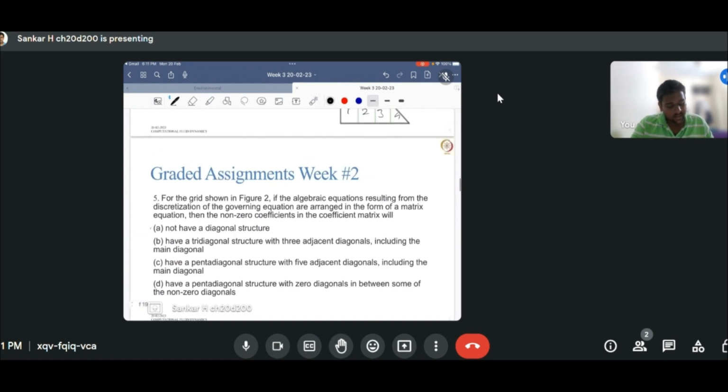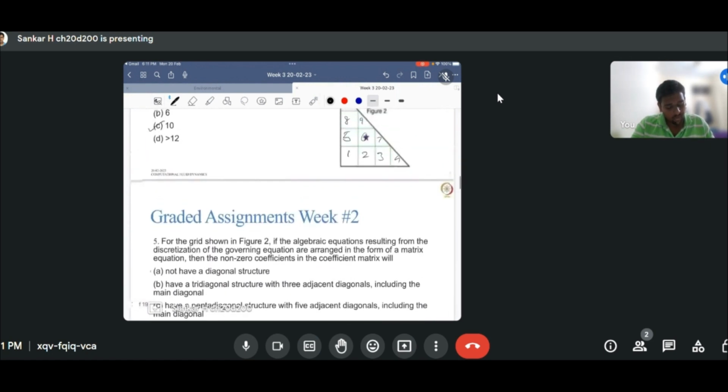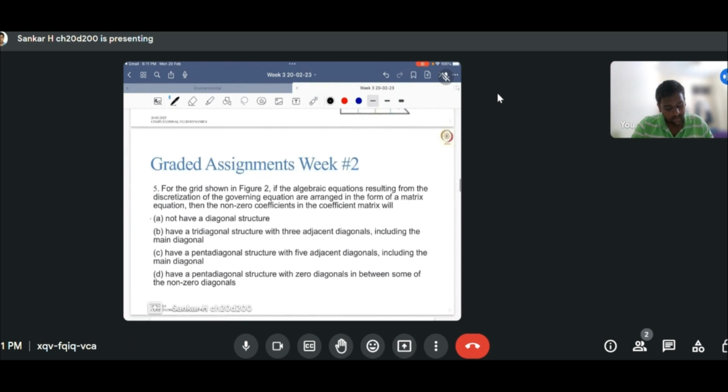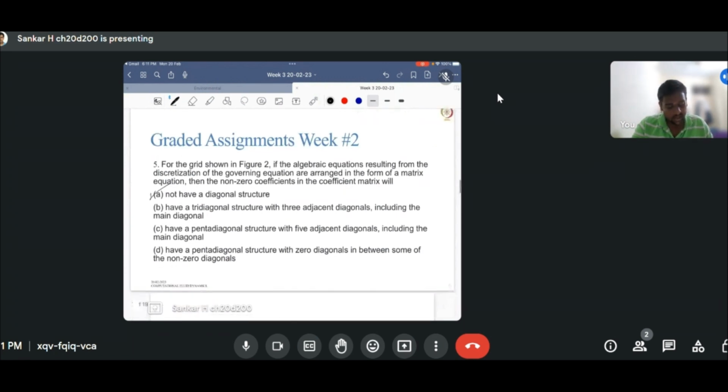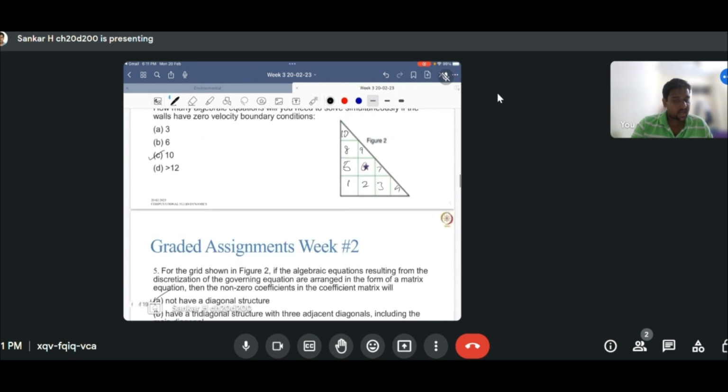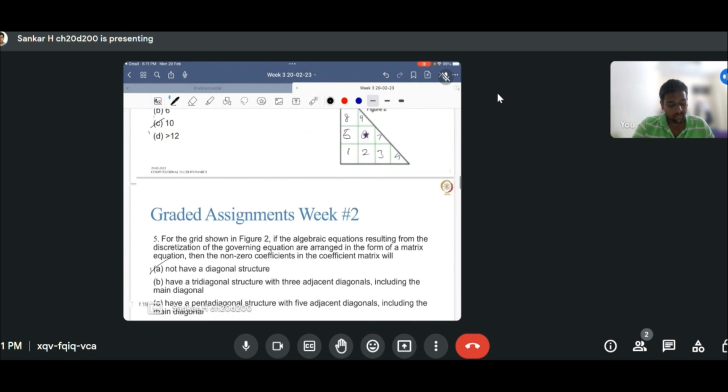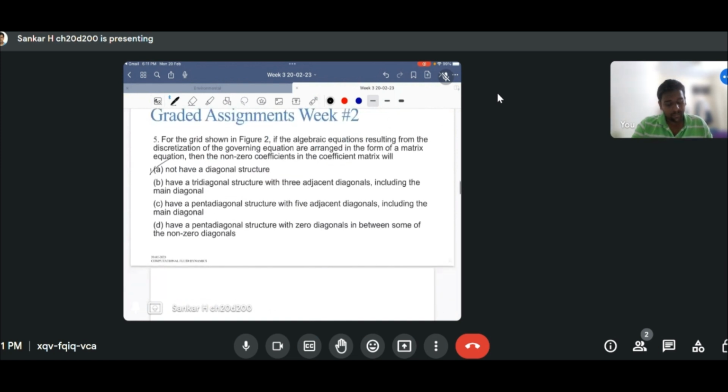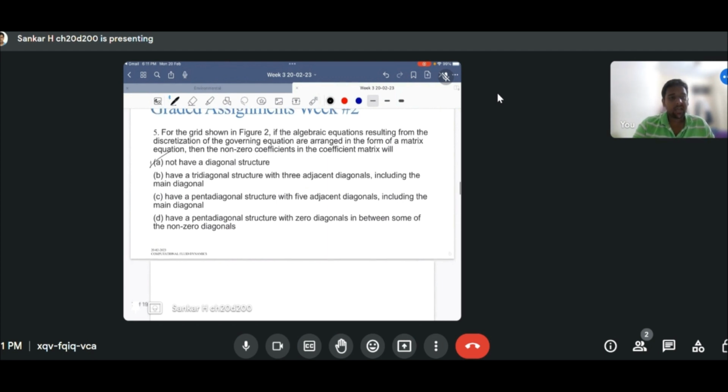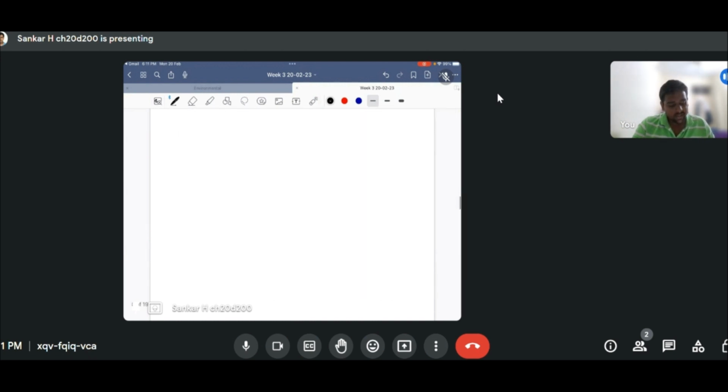When we discretize this equation and solve, what we finally get, the equation will not have a diagonal structure. If we try to discretize using the equations that were discussed in the class, we will not be able to get a perfect diagonal structure. There will be diagonal elements and there will be some off-diagonal elements. There will be a set of equations which need not have a particular structure here.